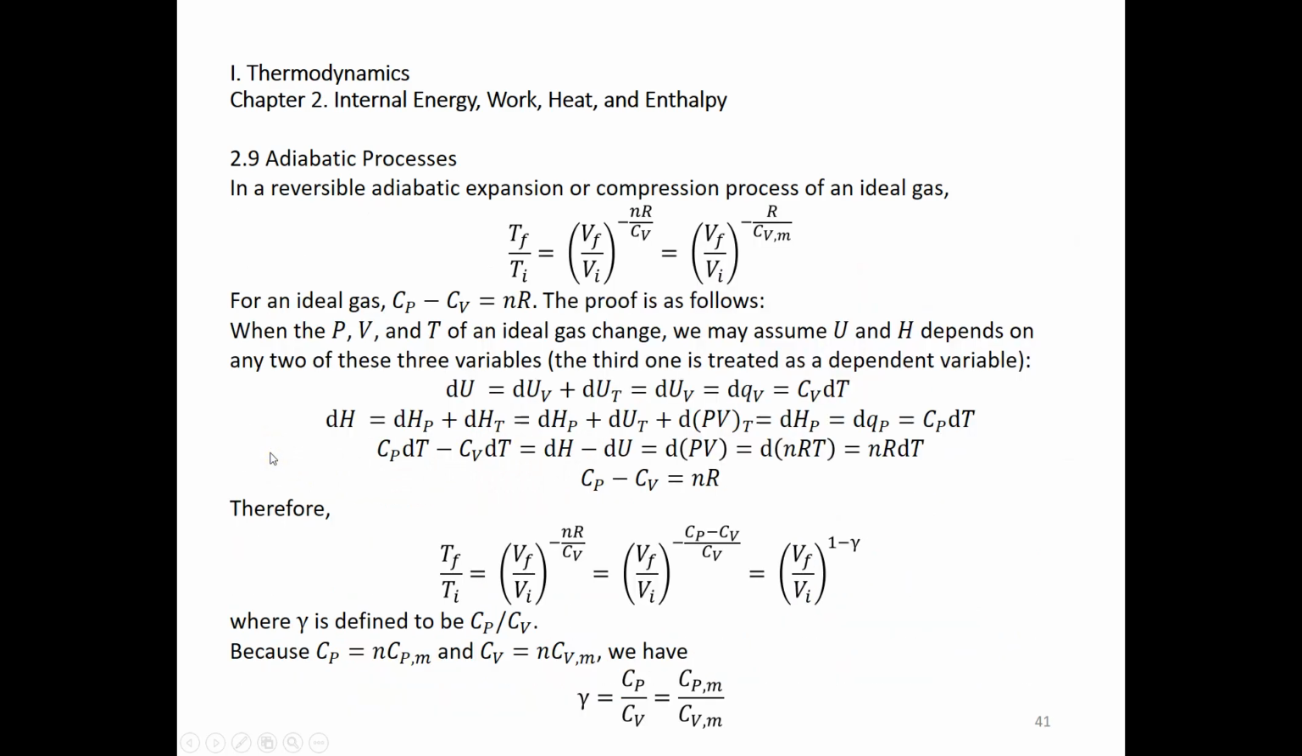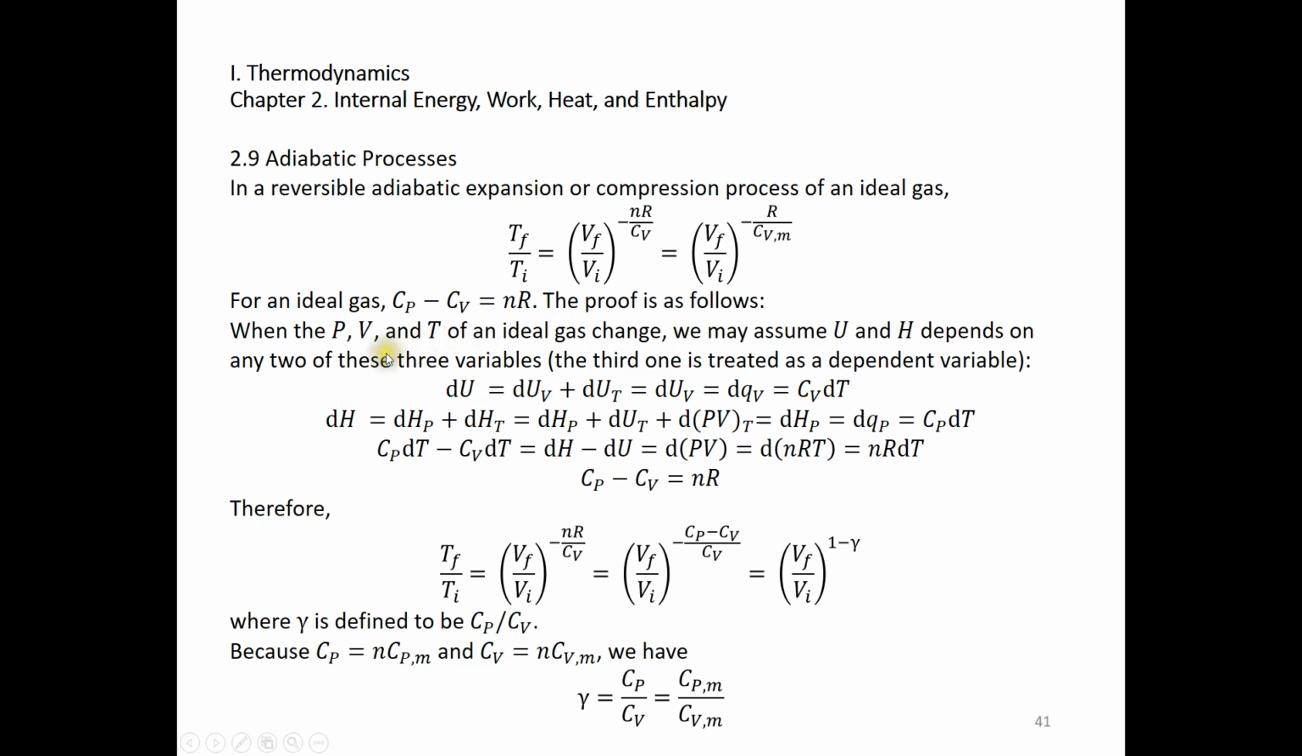In a reversible adiabatic expansion or compression, we have this equation. The temperature ratio is equal to the volume ratio to the power of negative NR over CV. And also, NR over CV is simply R over CVM. For an ideal gas, Cp minus Cv equals NR.